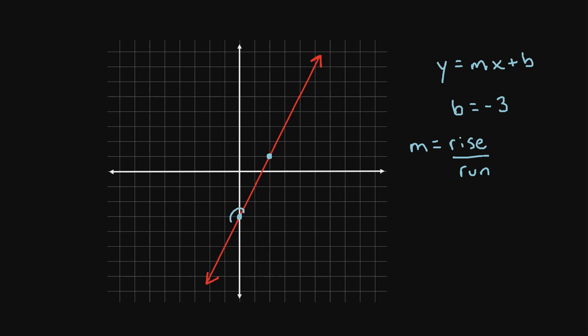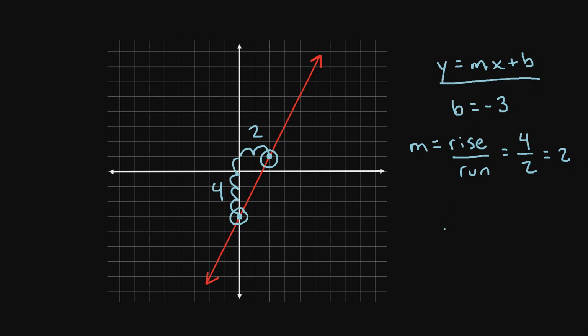So the rise to go from this first point to this next point would be 1, 2, 3, 4. So we go up by 4, so the rise is 4, and then we have to go over 1, 2. So we have to run by 2. So our slope is going to be rise over run, 4 over 2. So 4 divided by 2 is just 2. So the slope of this line is 2, and the y-intercept is -3.